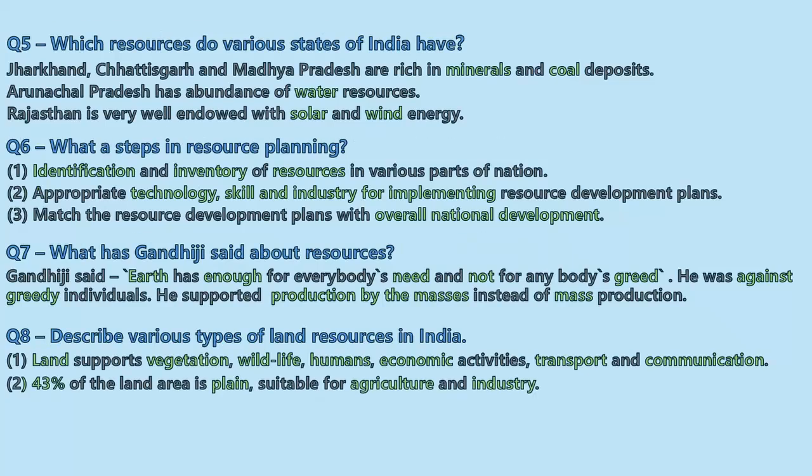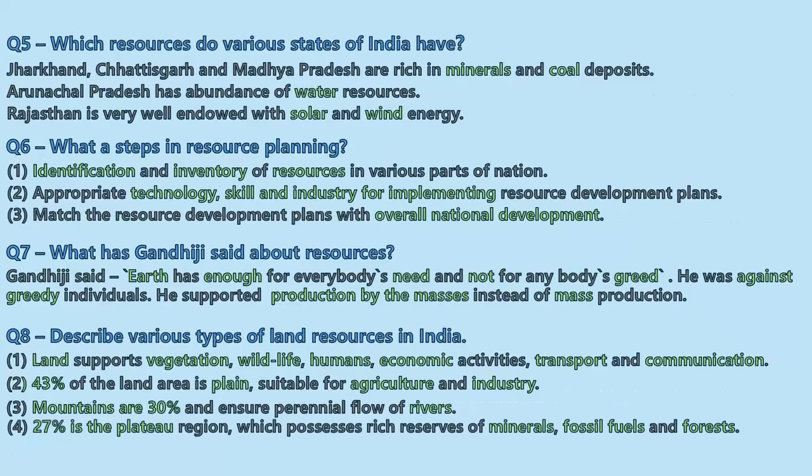43% of land is plain in India, which is suitable for agriculture and industry. There are 30% mountains. Okay, mountains are responsible for keeping our rivers flowing and maintaining the rainforest trees, because mountains stop the clouds that carry rain. It will make it rain, and rainforests will happen, right?